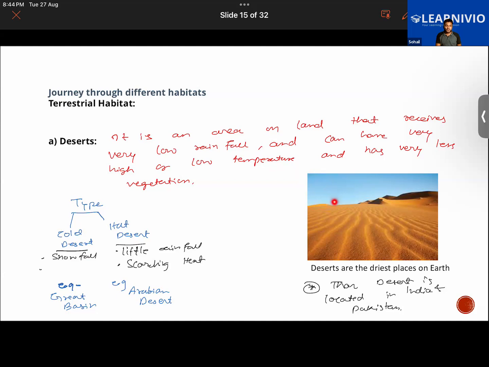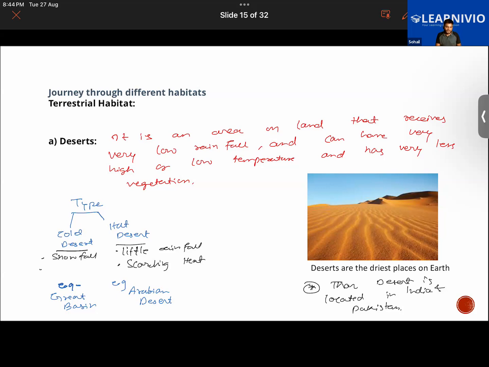One common thing to be observed is that both hot and cold deserts have very little vegetation. The plants growing there are only few in number. We have some examples of cold and hot deserts: the Great Basin is one such example of a cold desert, while the Arabian desert, or the Thar desert, which is spread over some parts of India and Pakistan, are examples of hot deserts.